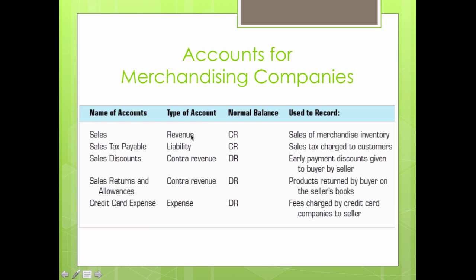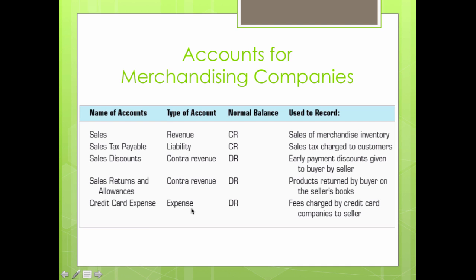Sales is a type of revenue account. Sales tax payable is a liability account. Sales discount is a contra revenue. Sales returns and allowances is a contra revenue. And credit card expense is an expense.